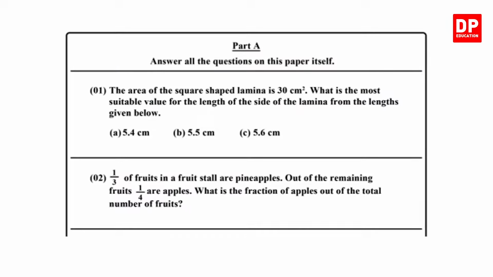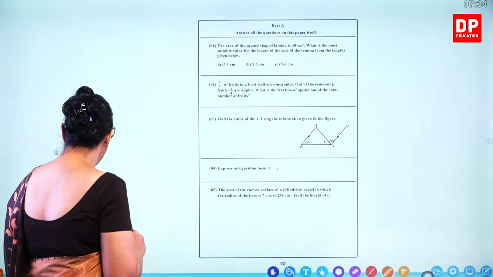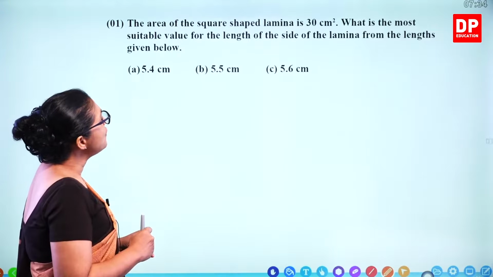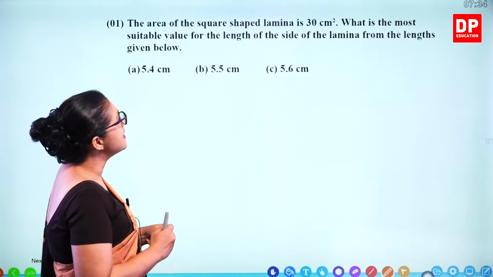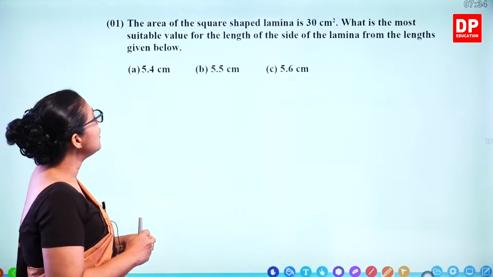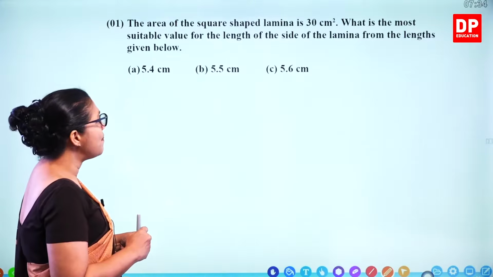So part A, try 1 to 5. First you have to try and then look at my answers. Question number 1. The area of the square-shaped lamina is 30 square centimeters. What is the most suitable value for the length of the side of the lamina from the lengths given below?